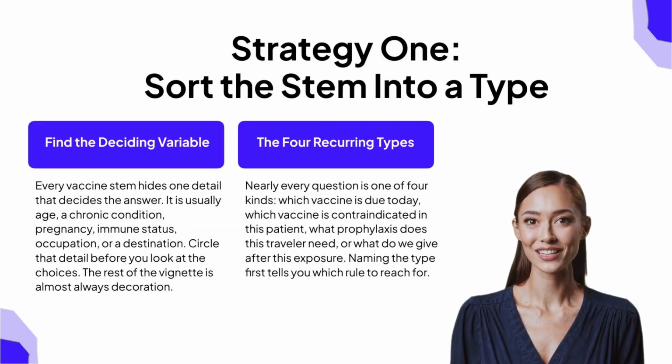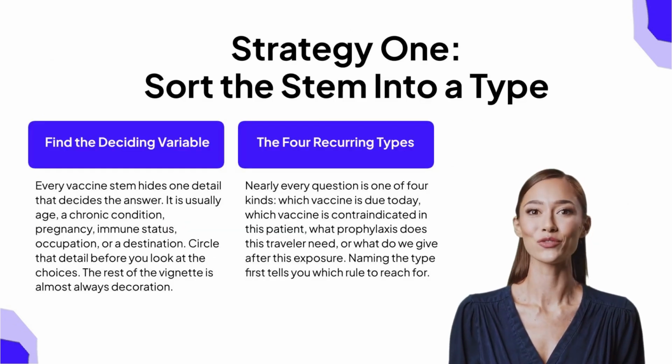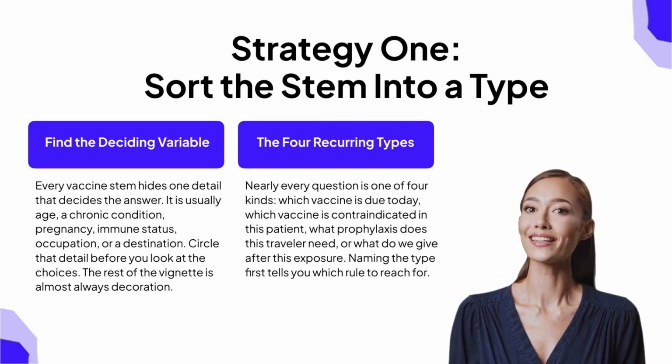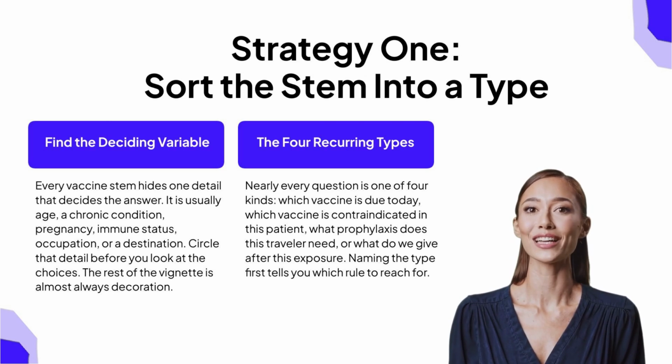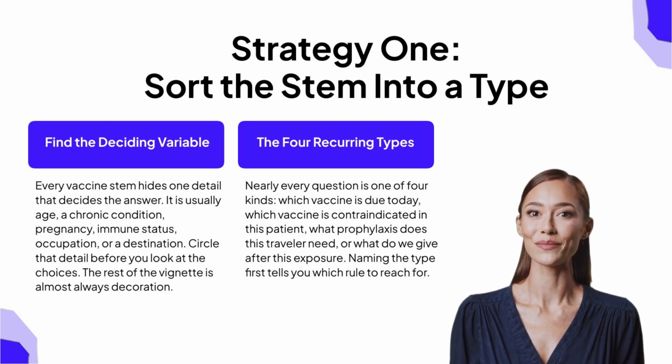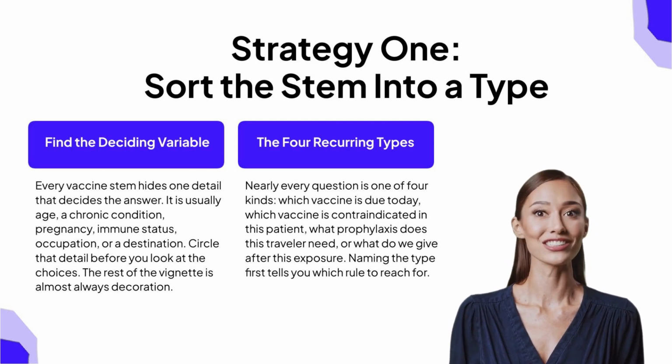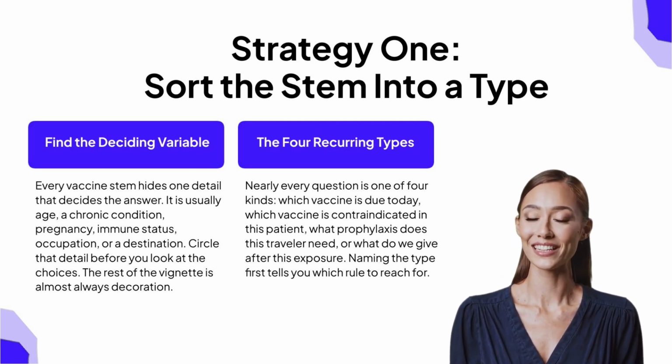Our first strategy is to sort the stem into a type before you read a single answer choice. Start by finding the deciding variable. Every vaccine vignette hides one detail that actually decides the answer, and it is almost always age, a chronic condition, pregnancy, immune status, occupation, or a travel destination. Circle that detail. The rest of the paragraph, the normal vital signs, the reassuring physical exam, the social history, is decoration designed to eat your clock.